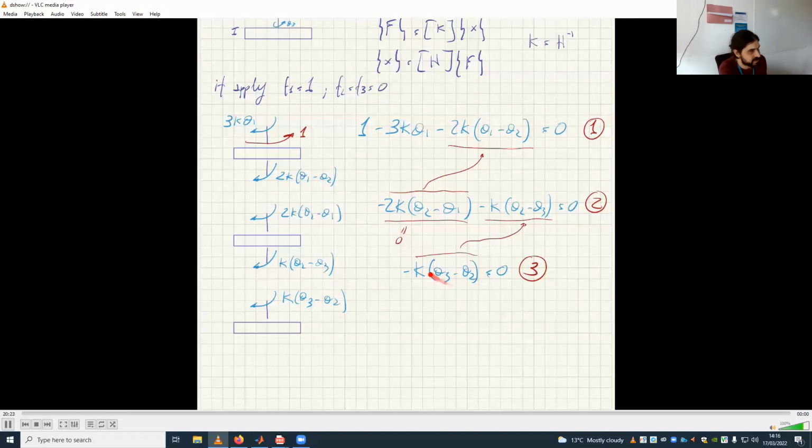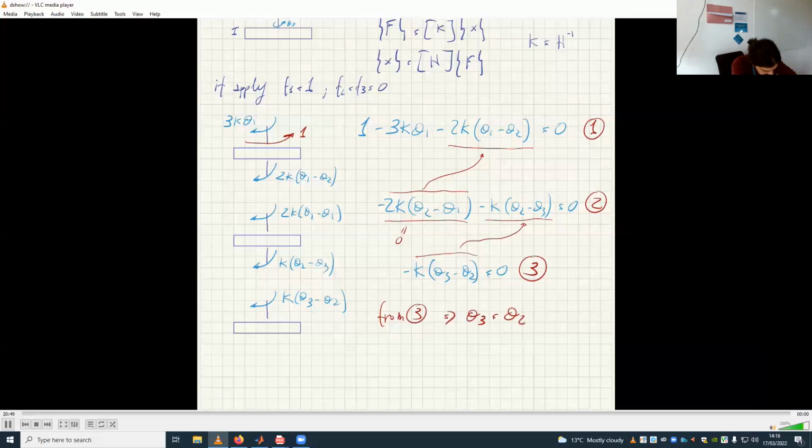In how many ways can this be 0? Either k is 0 or θ3 is equal to θ2. Of course k is non-zero, because otherwise what's the point? So from this equation, from 3, I know that θ3 equals θ2.